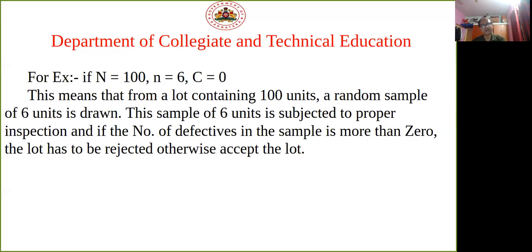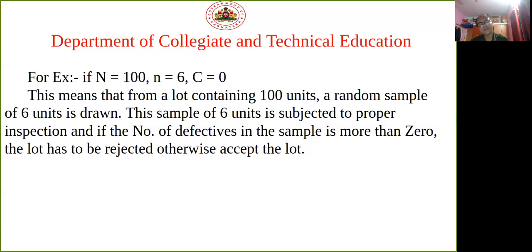So I will just go through that. This means that from a lot containing 100 units, a random sample of 6 units is drawn. This sample of 6 units is subjected to proper inspection. If the number of defectives in the sample is more than 0, the lot will be rejected. Otherwise, it will be accepted.